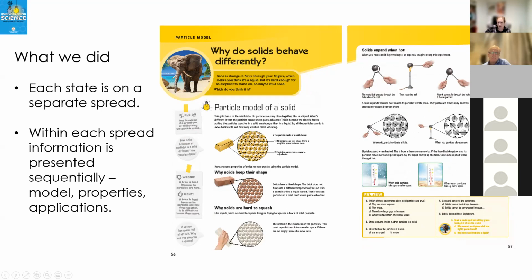So each spread's got the same layout. So we have the model first of what the particles look like in the solid, liquid and gas. Then we've got why that gives that material its properties. And then we've got an application. So in this point, we're looking at expansion. So can you use the model now to explain something new?